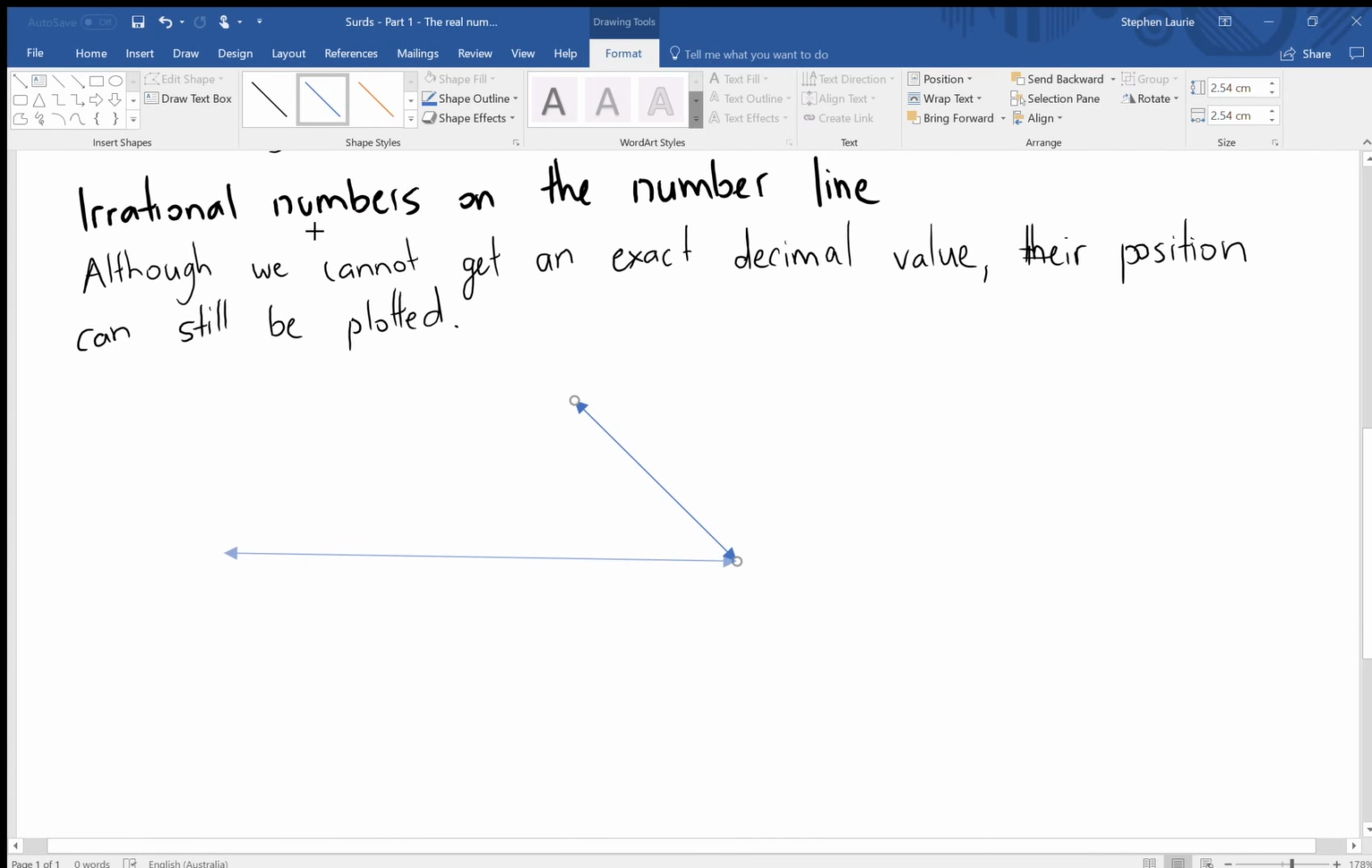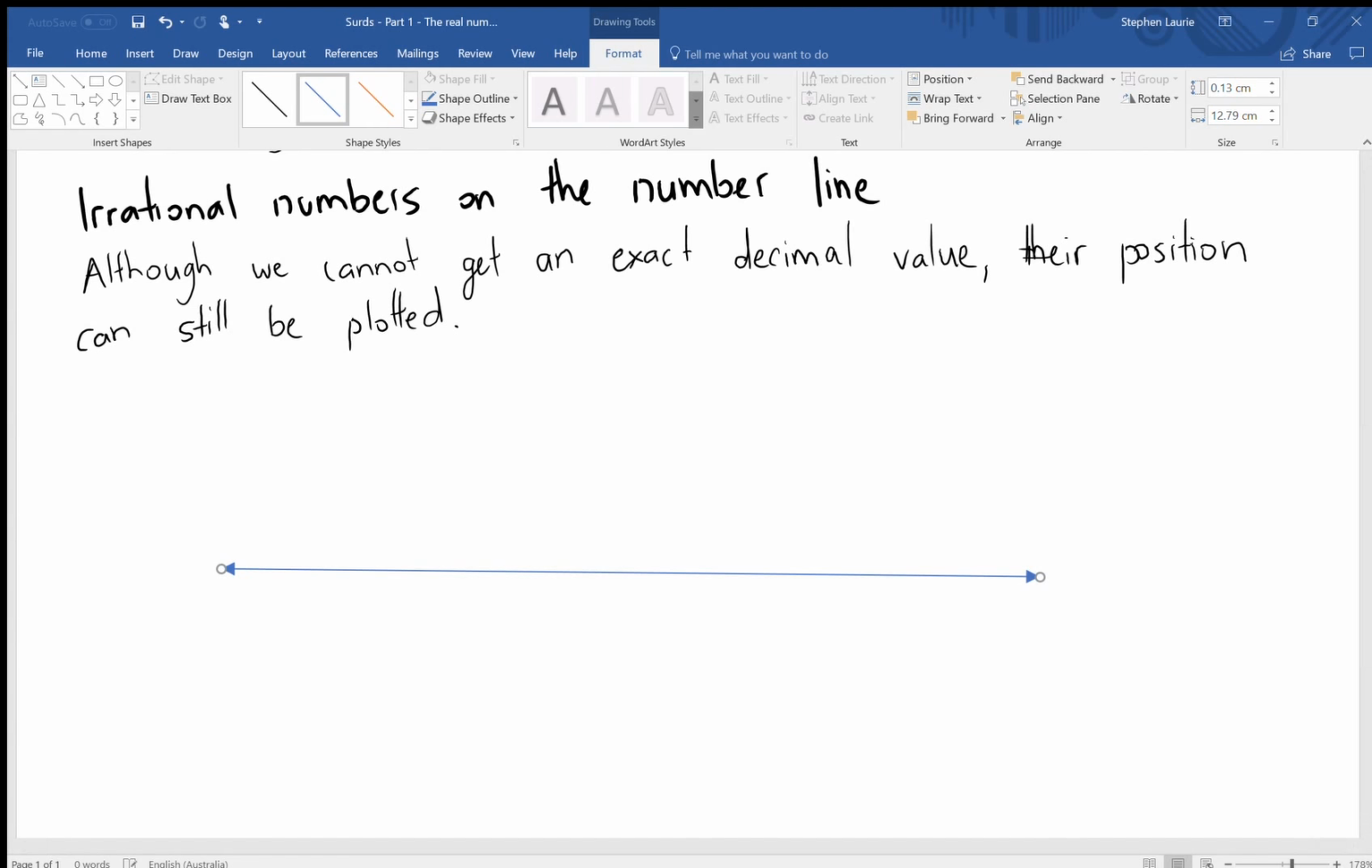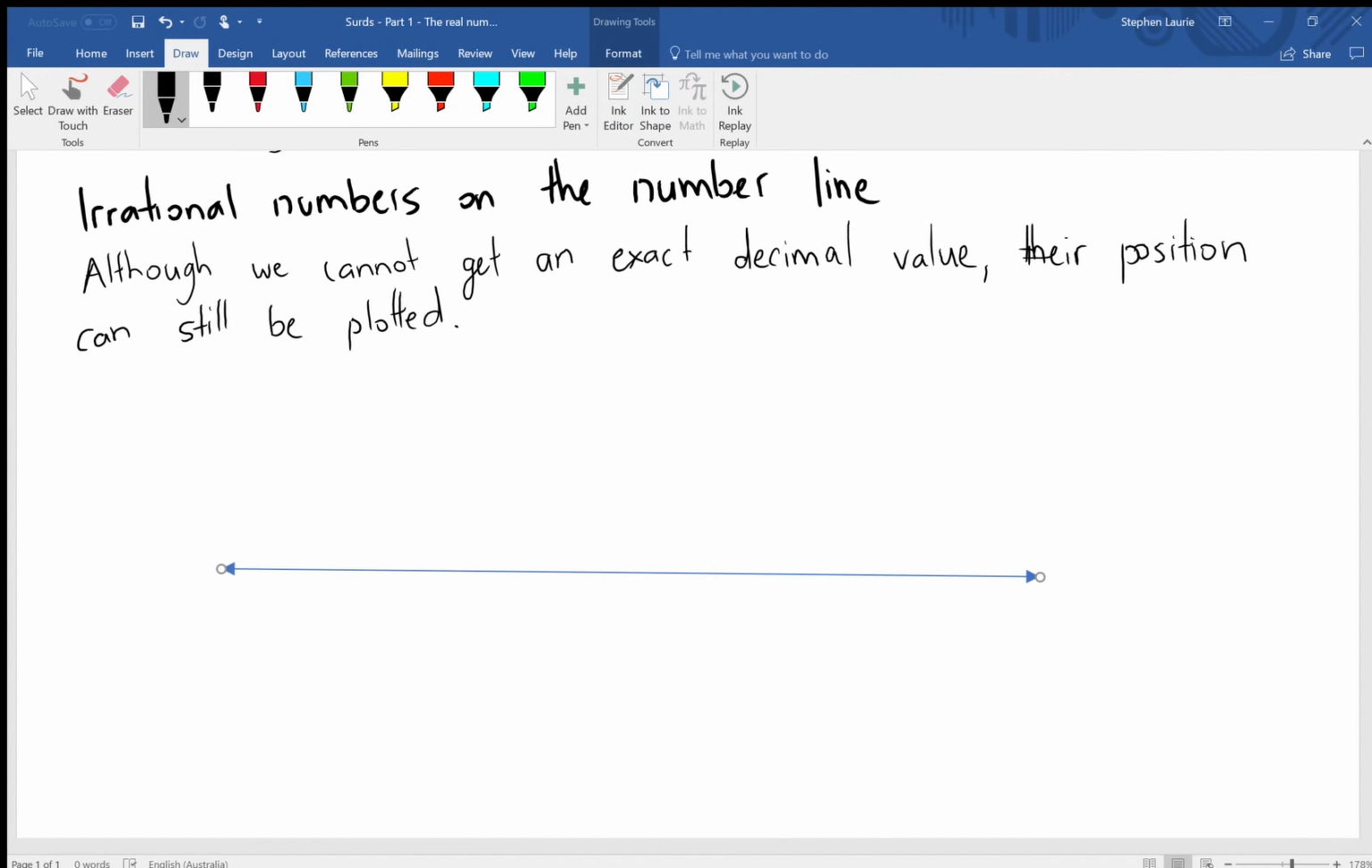So we'll stretch our number line out. We'll say start at 0 on the left. Here's 0, 1, 2, 3, 4. Alright, now before we get into even plotting, let's think about a right-angled triangle.